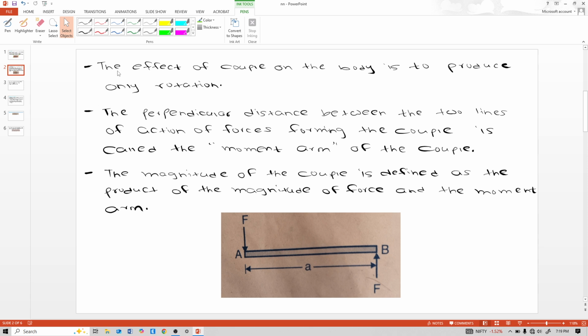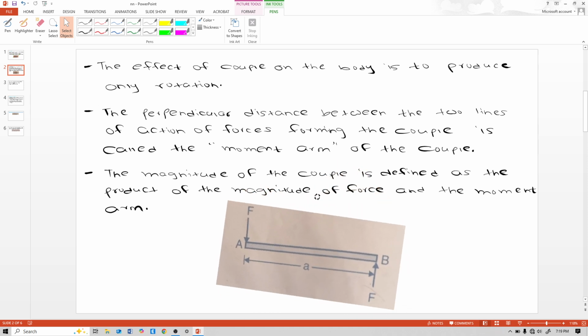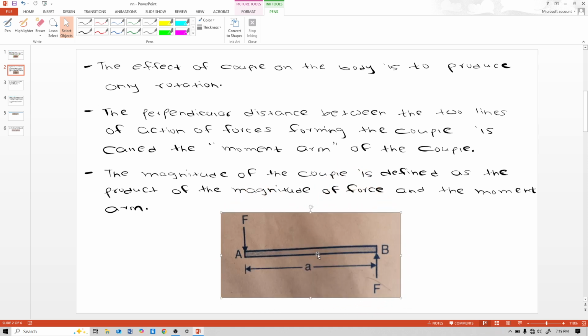So the next bullet point is: the effect of a couple on the body is to produce only rotation. So this couple is only producing rotation on this body. Due to these forces, this body rotates like this only, but it does not translate. It does not translate like this.